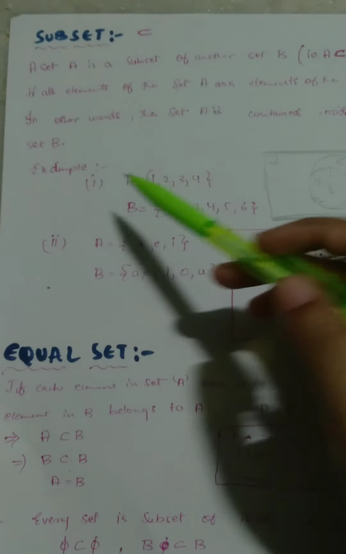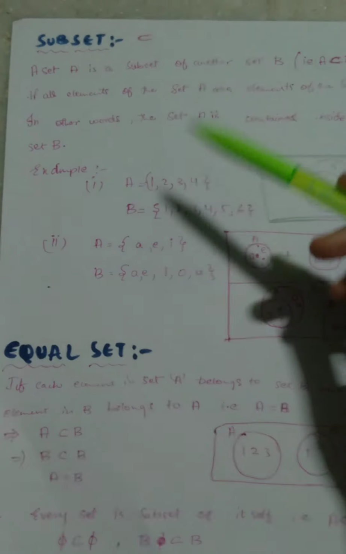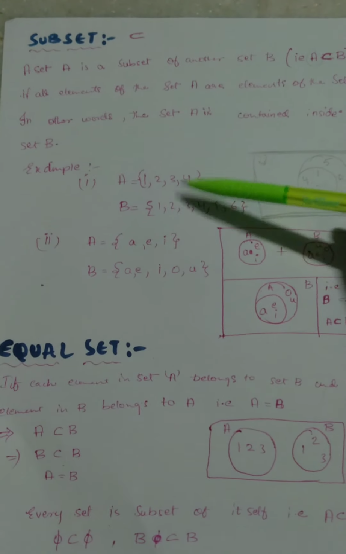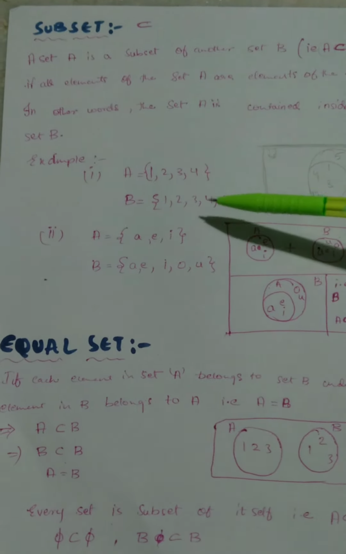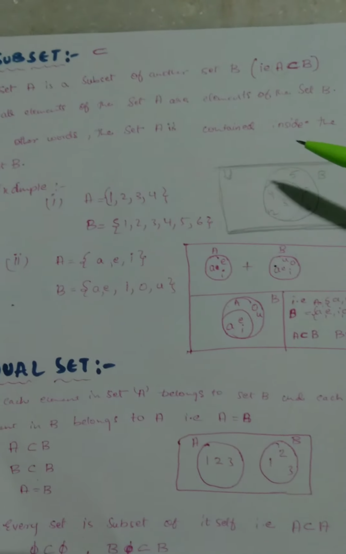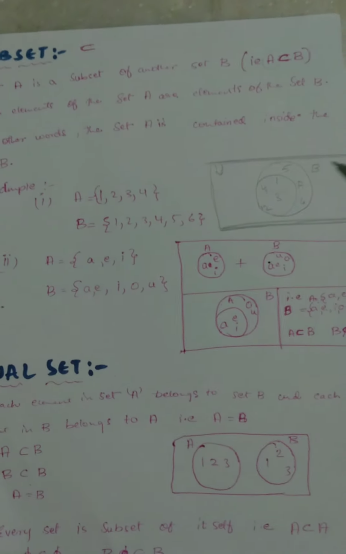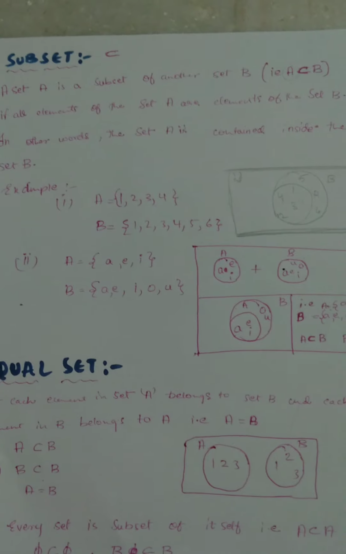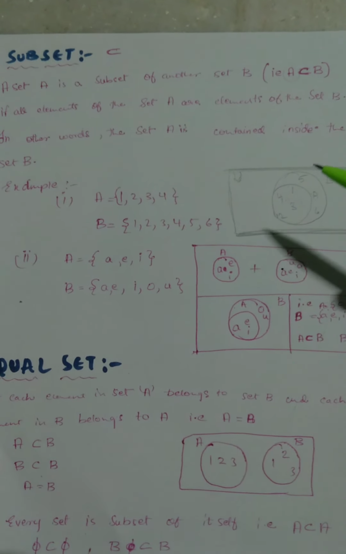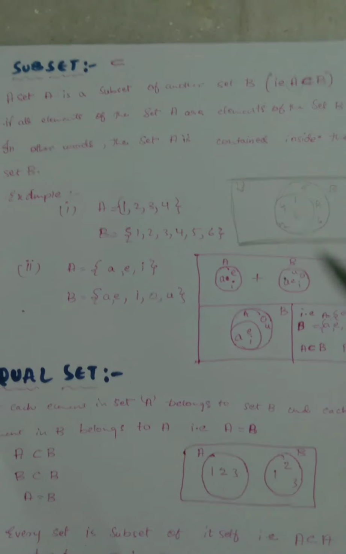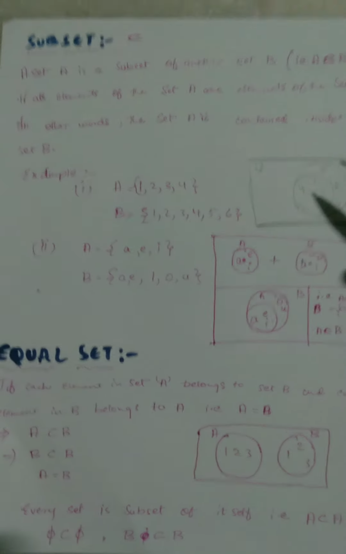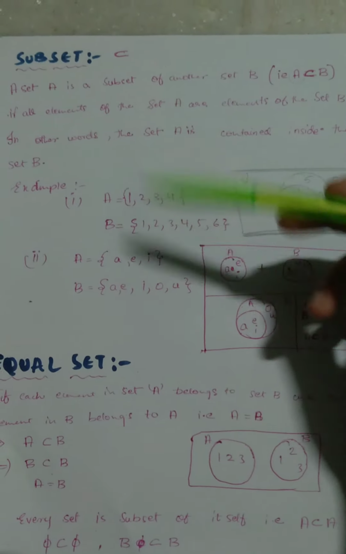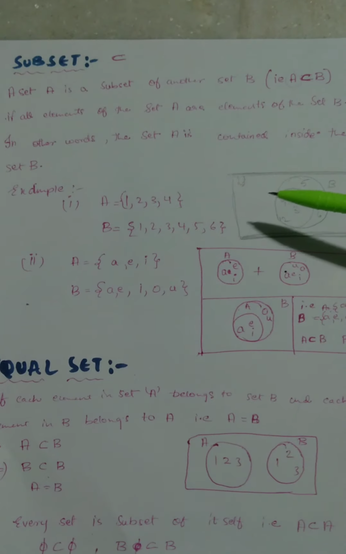So here are examples of subset. A is a set with elements 1, 2, 3, 4, and B is a set with elements 1, 2, 3, 4, 5, 6. We represent it in an illustration, a Venn diagram. I will discuss Venn diagrams in the next video. In Venn diagrams, we represent a set in a diagrammatical manner so that it will be easier to understand. So here is an example of subset, and how we represent subset.